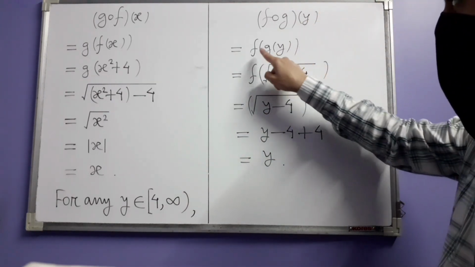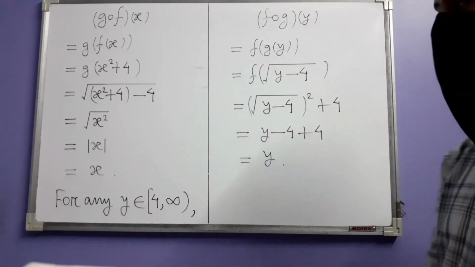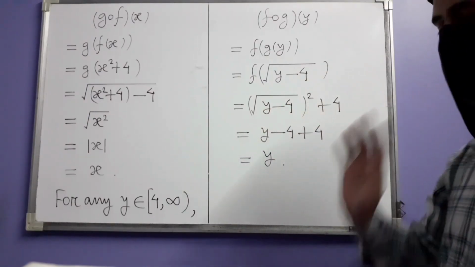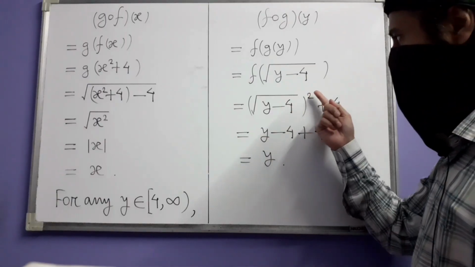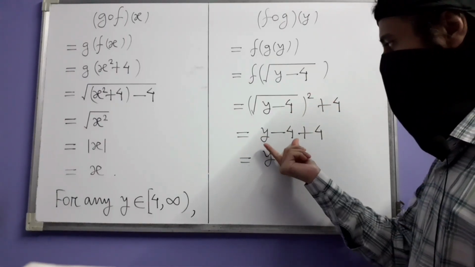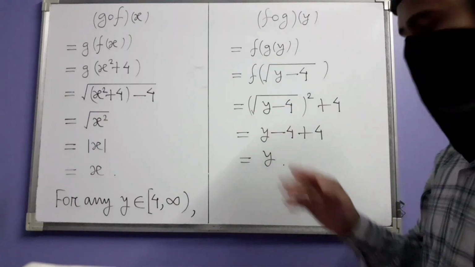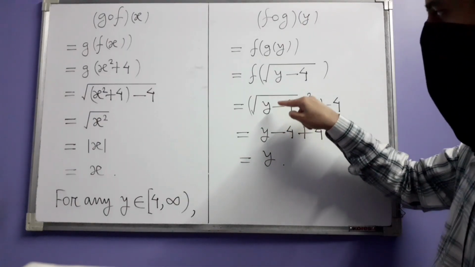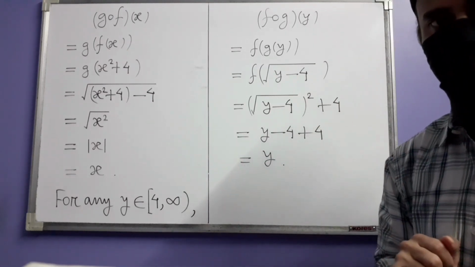So this by definition is f of g of y, and g of y is square root of y minus 4, and f of that is its square plus 4. This time, however, when you cancel square and square root, you straight away write y minus 4, and we are no longer writing modulus y. The reason is that we already know that y minus 4 is non-negative, it's greater than or equal to 0.